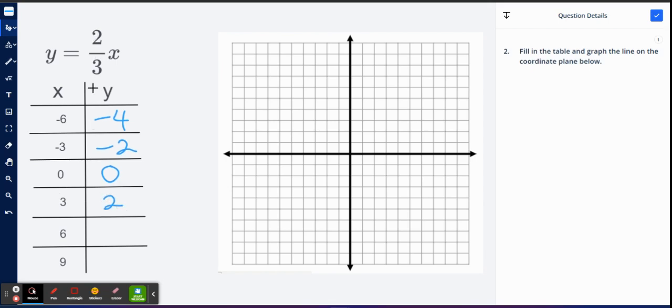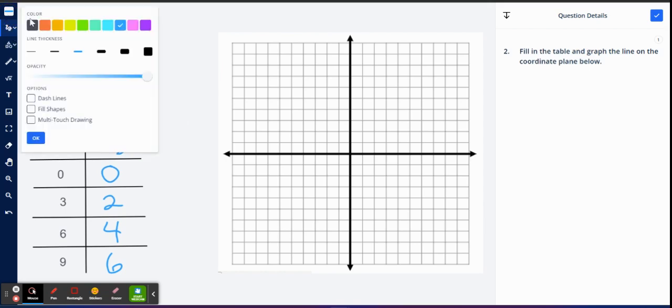2/3 times 6 is positive 4. And then we just have to do 2/3 times 9. So 2/3 times 9, I know that off the top of my head. So if you want to do this off the top of your head, here's the trick. You multiply 2 times 9, which is 18. 18 divided by 3 is 6. Or you could do 9 divided by 3, which is 3. Times 2 is 6. So I have that.